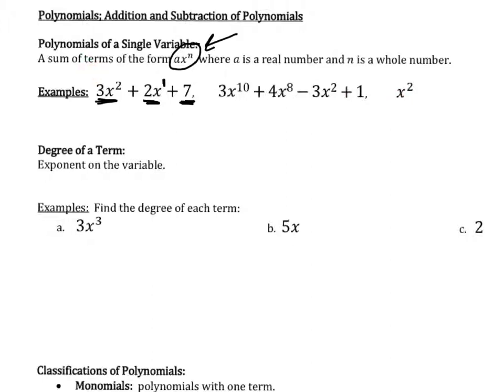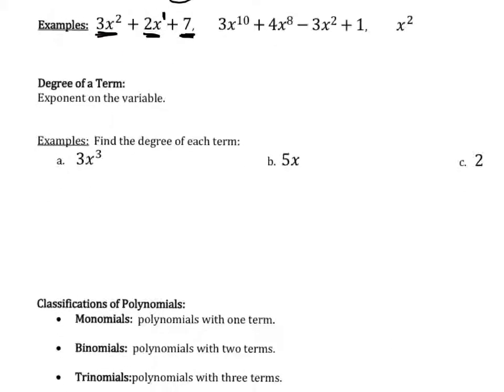All right. One definition that's going to be very important as we continue throughout mathematics is to be able to determine the degree of a term. The degree of a term is nothing more than the exponent on the variable of that term. For instance, if I look at 3x squared here, the exponent on the variable is 2. That means the degree of that term is 2. Let's look at some examples down here where I find the degree of each term.